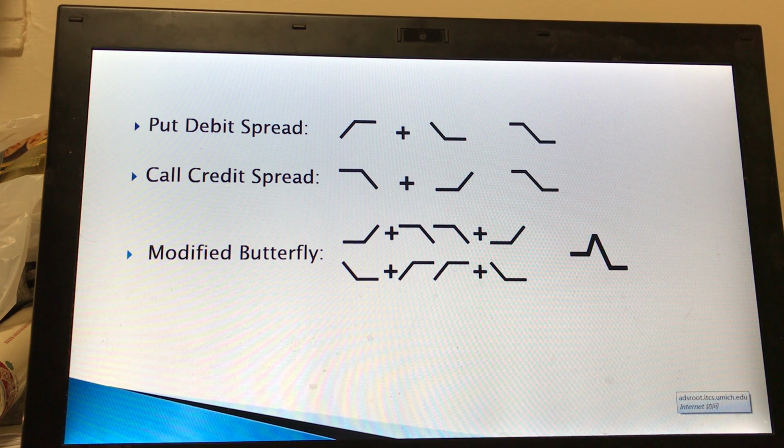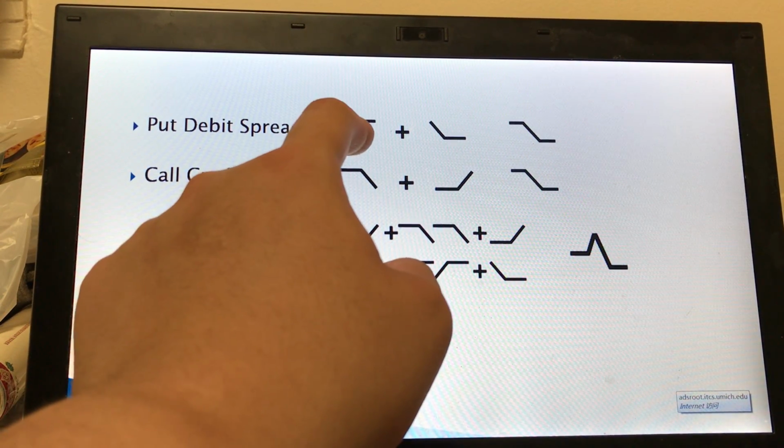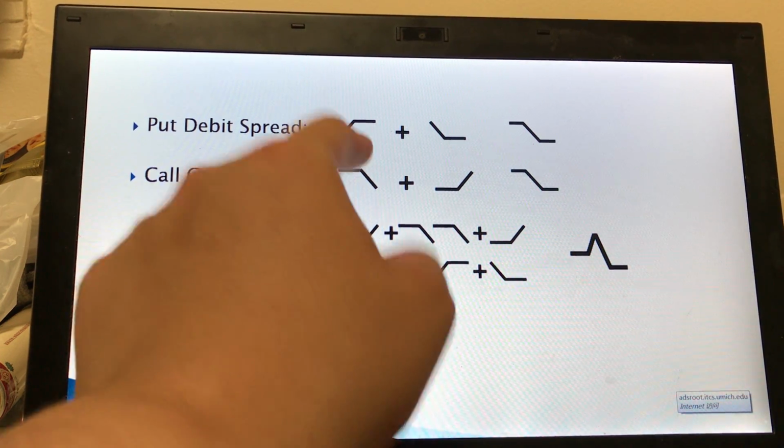By doing a put debit spread, we are longing a more expensive put at a higher strike price, and we are selling a cheaper put which is at a lower strike price.